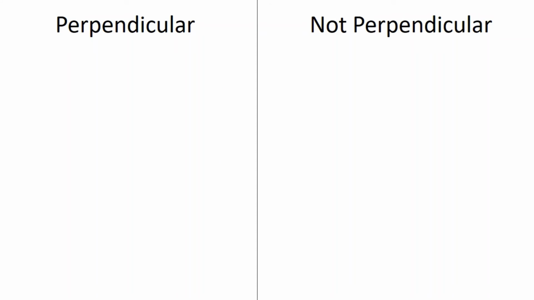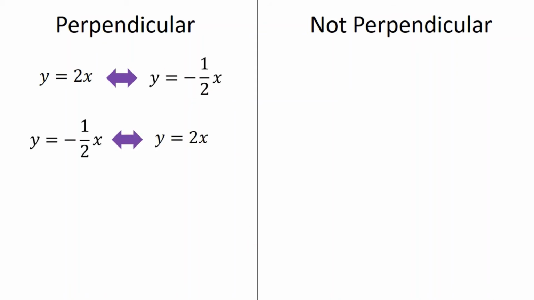So there are some examples. y equals 2x and y equals negative a half x are perpendicular lines because 2 is the negative reciprocal of negative a half. Similarly, it's a two-way relationship, so negative a half and 2 are negative reciprocals of each other, so that still holds.